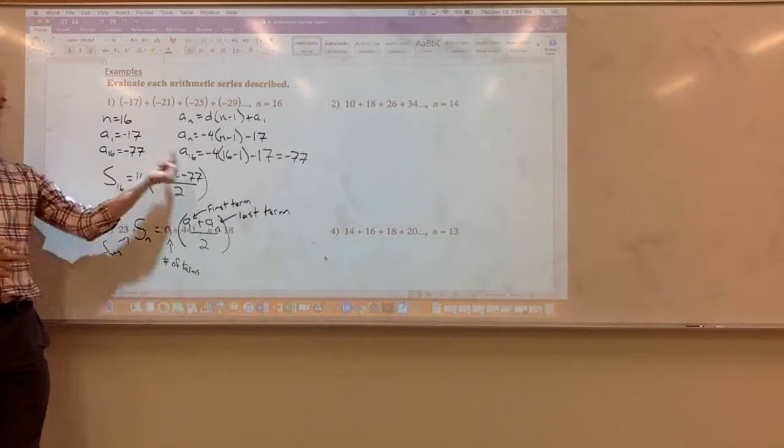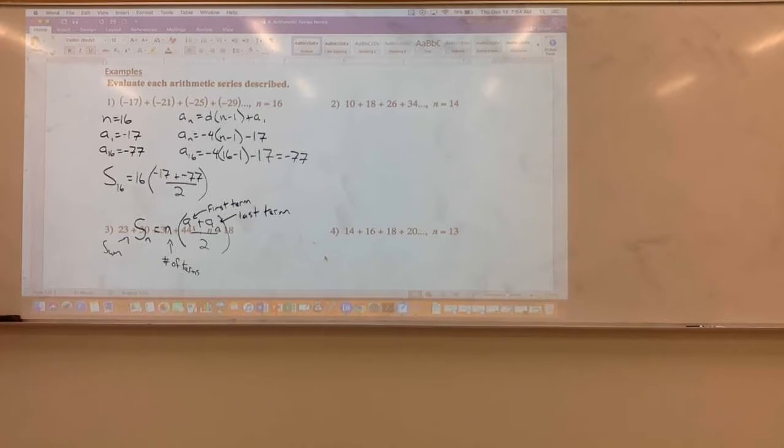So, what do I get? What is the sum of the first 16 terms in this sequence?